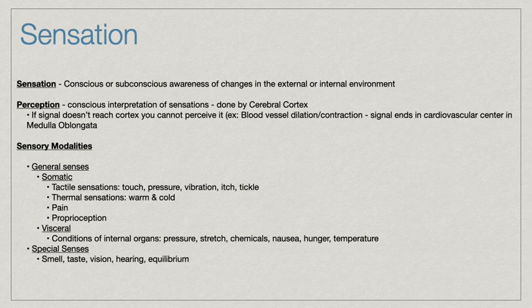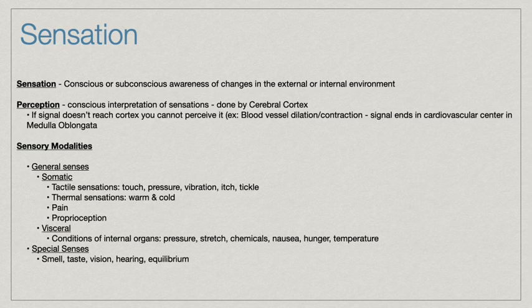A great example of this is our blood vessel dilation and contraction when we are regulating our blood pressure. That is controlled by our cardiovascular center in our brainstem, in the medulla oblongata. So that's where that pathway stops. It does not continue on to the cerebral cortex, and so you are not aware that your body is adjusting your blood pressure by vasodilating or vasoconstricting your blood vessels.